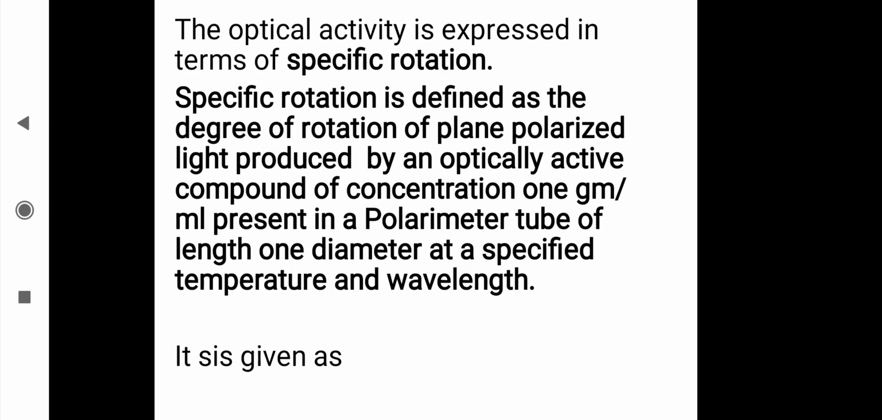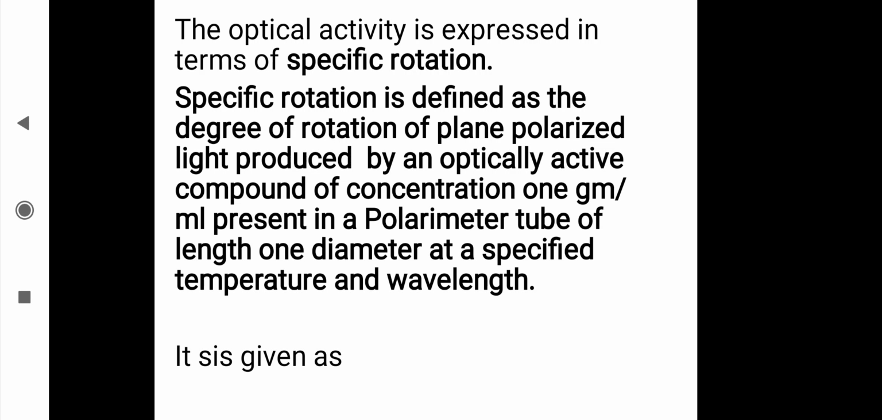Next, optical activity is expressed in terms of specific rotation. Now, we have to talk about specific rotation because we're talking about angle of rotation. So, specific rotation is defined as the degree of rotation of plane polarized light produced by an optically active compound of concentration 1 gram per ml present in a polarimeter tube of length 1 dm at a specified temperature and wavelength. We have to note the compound must be of concentration 1 gram per ml present in a polarimeter tube. The polarimeter tube must be of length 1 dm at a specified temperature and wavelength.